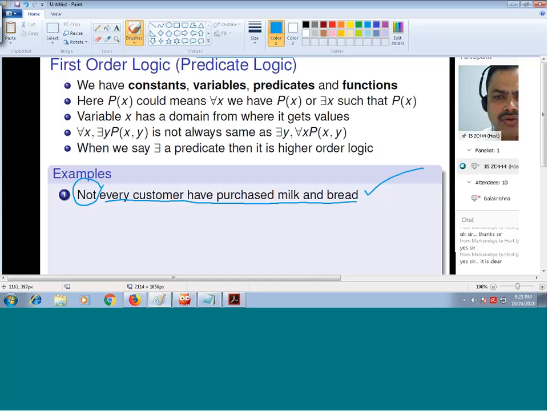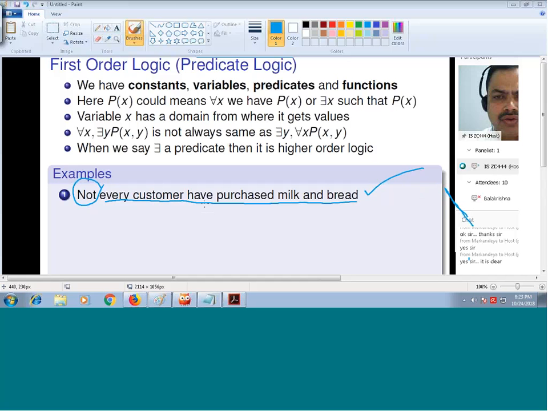Do I have a question? The question is, can you describe higher order logic with an example? So we will come back to that later. Okay, let's complete this thing first. Higher order logic we will talk about later.